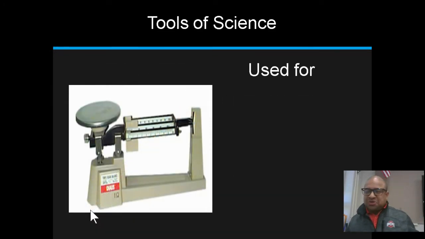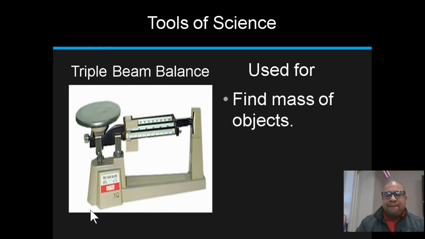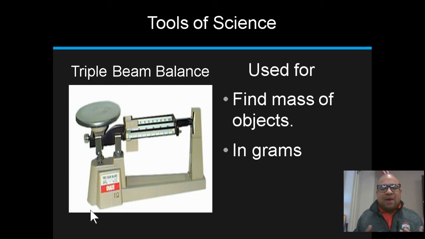This tool here you just saw this past week. This tool is what we call the triple beam balance, and its main purpose is to find the mass of an object. Mass is the amount of matter that makes up a substance, makes up stuff. And so we use grams to find what mass is. This is kind of what we could say is how much something weighs here on Earth. Now, don't forget, weight is a component of gravity, but needless to say, we're using it to find the mass, how much something weighs right here on Earth.